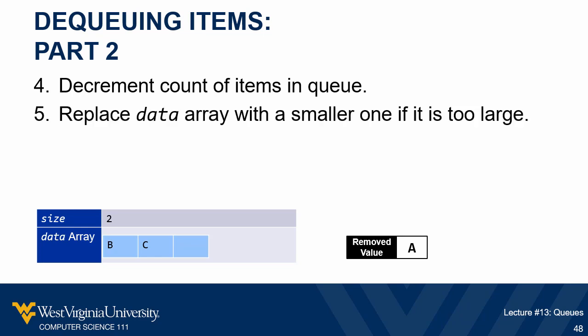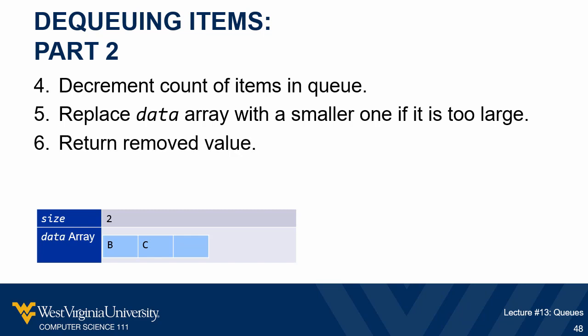Once we've removed our item, we want to make sure that we don't have a data array that's too large. So at the tail end of things here, we're going to call our manage data capacity method, as opposed to when we were enqueuing things, where we did it up front. Once we've swapped out our data array, if we needed to shrink it to a smaller size, we can finish up our dequeue method, and we're going to return the value that we removed.